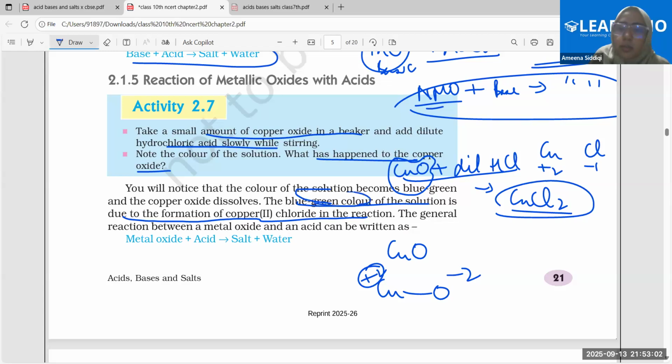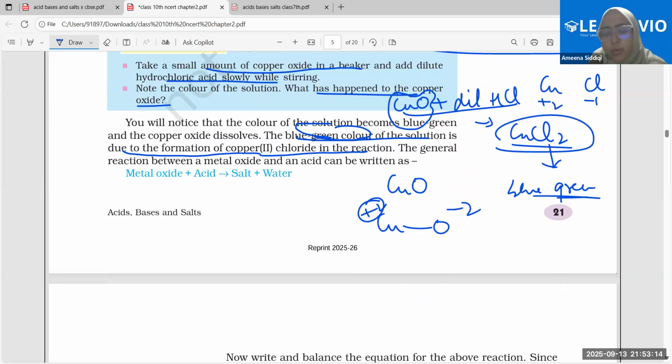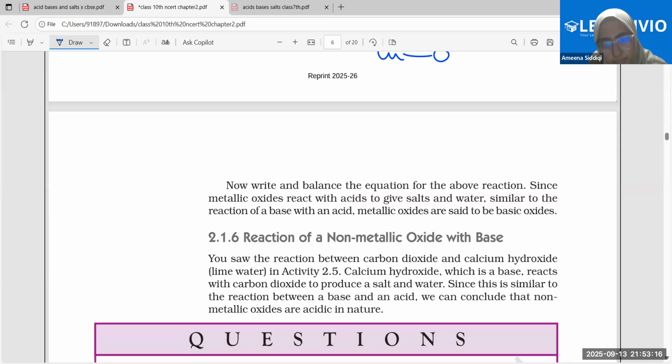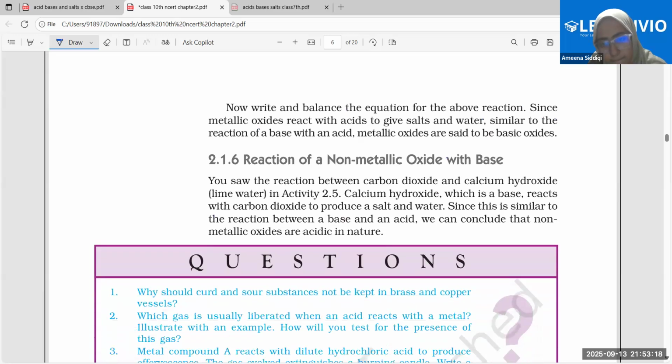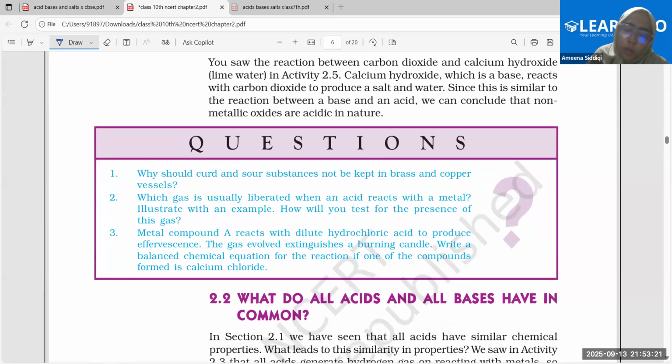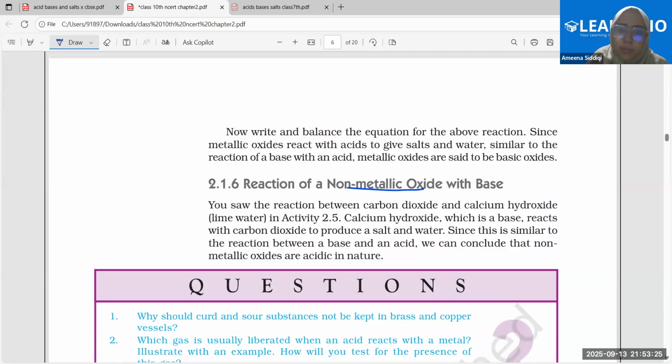The blue-green color. What's the color of this salt? The question could be asked in this manner: what's the color of the copper chloride salt? That is blue-green in color. Any problem here? Should we move ahead? So non-metallic oxides and a base, that will also be the same. Can you quickly give me one example here?